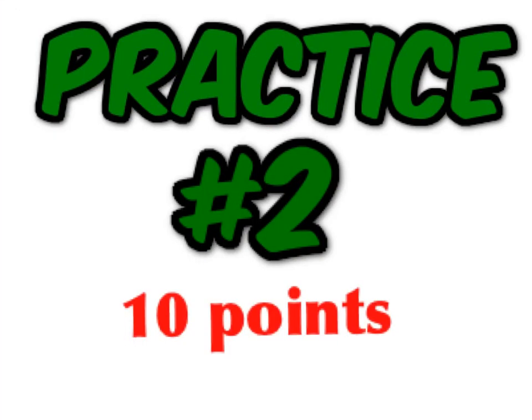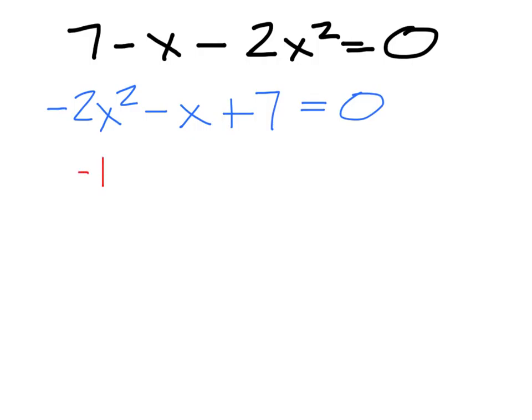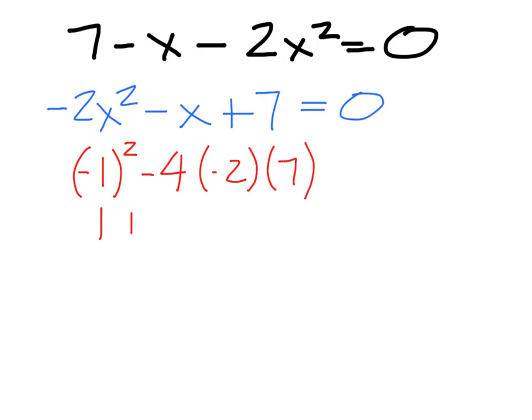Give this one a try. On the practice, you should do negative 2x squared minus x plus 7 equals 0. Just put them in the right order. They're all on the left. The discriminant is negative 1 squared minus 4 times negative 2 times 7. So that's 1 plus 56. So the discriminant is 57. How many had 57 for the discriminant? All right, at least 3.